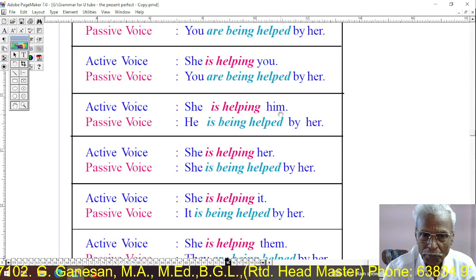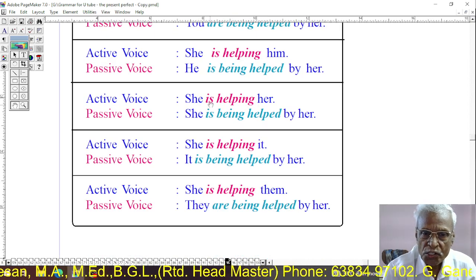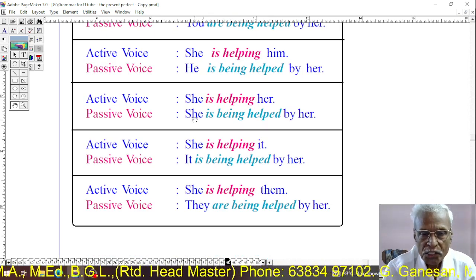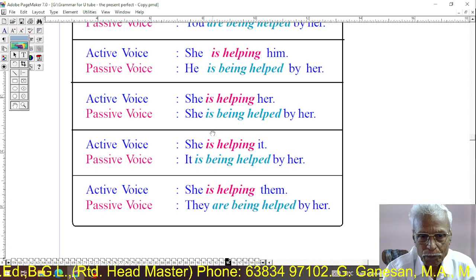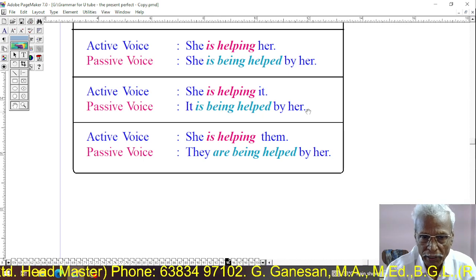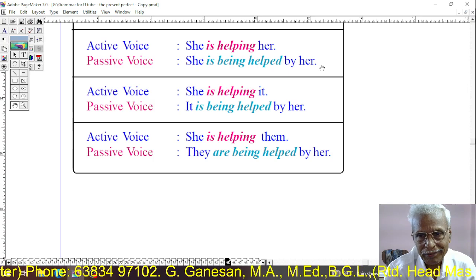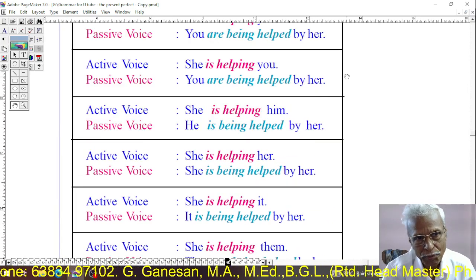She is helping him. He is being helped by her. She is helping her. She is being helped by her. She is helping it. It is being helped by her. She is helping them. They are being helped by her. This is present continuous tense from active into passive.